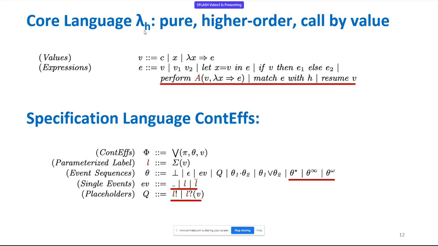Finally, there are placeholders Q. So the bang denotes an unhandled effect, and the question mark is a placeholder for any further effects which may arise from, like, a callback passed by a handler. The rest of the operations are the usual sequencing and disjunction. We also have three kinds of repetition: finite, possibly infinite, and infinite repetition. We reason about finite and infinite repetition together, and we provide both for more precision in writing specifications.